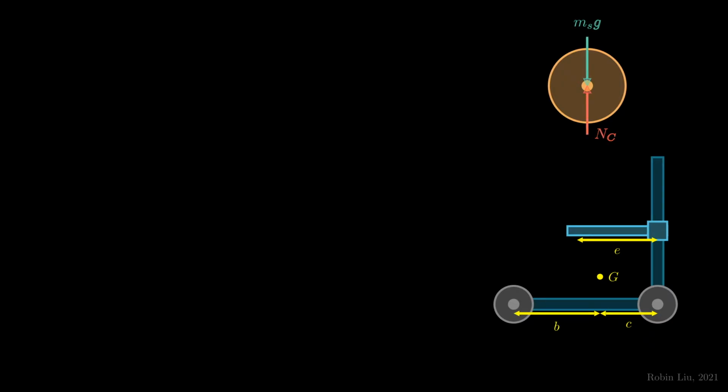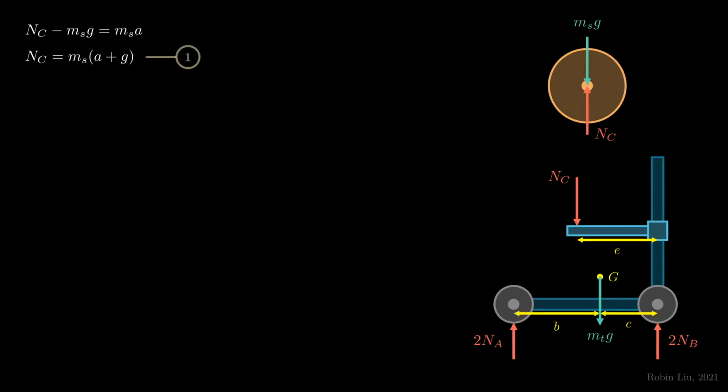We can draw free body diagrams for each body. Note that the lift has 4 wheels, so I'll write the reaction forces as 2Na for the left wheels and 2Nb for the right side wheels. Newton's second law for the spool gives us an expression that relates the reaction force at C to the acceleration.